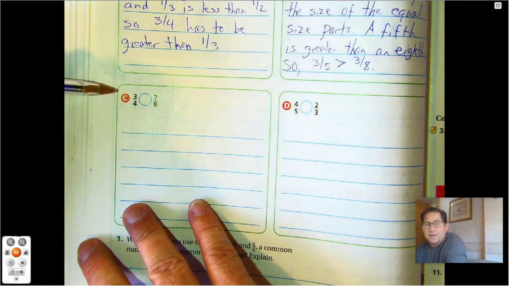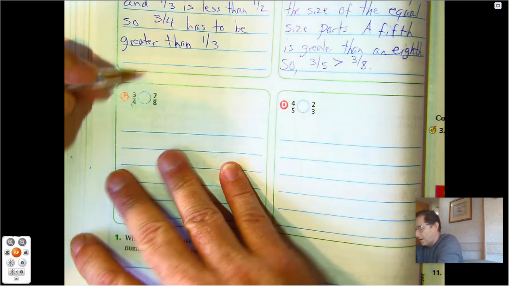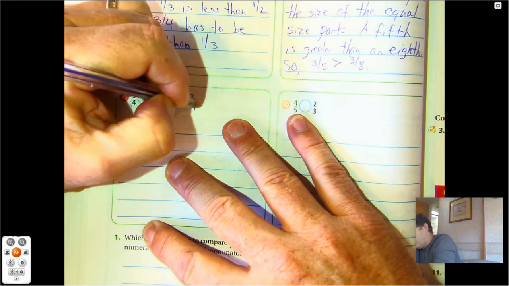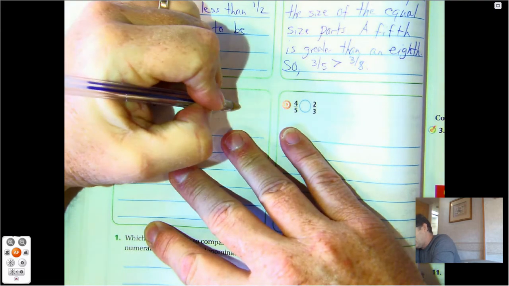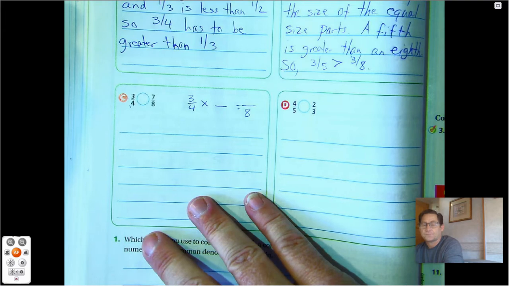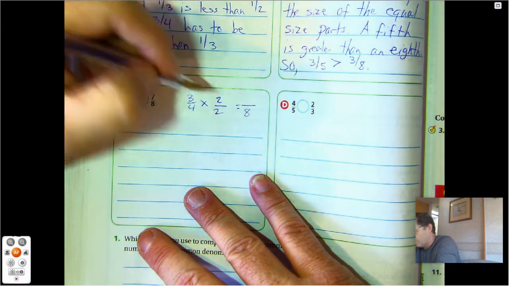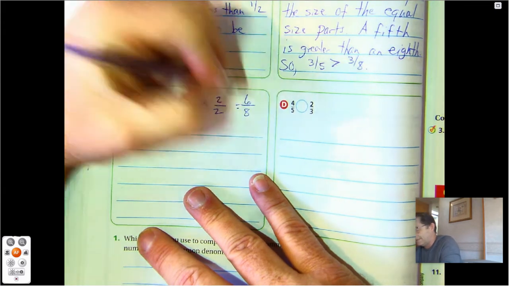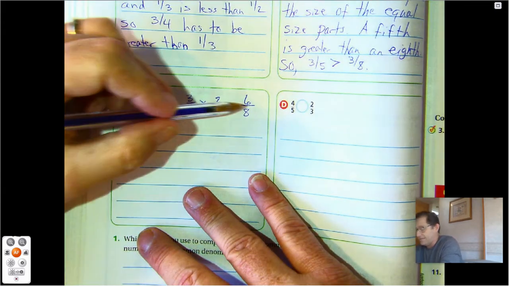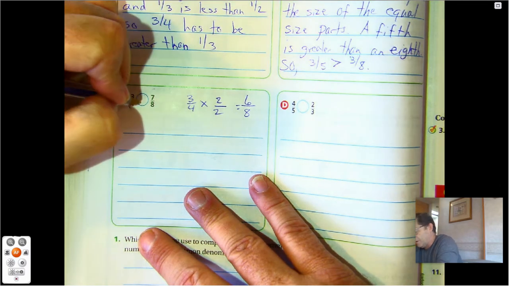But I can easily make common denominators, right? So I can think 3/4 times what would give me eighths, twos. 4 times 2 is 8. 3 times 2 is 6. Now we compare 6/8 and 7/8. 6/8 is less. So that means 3/4 is less than 7/8.